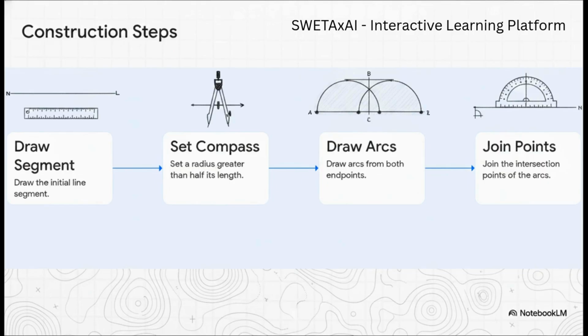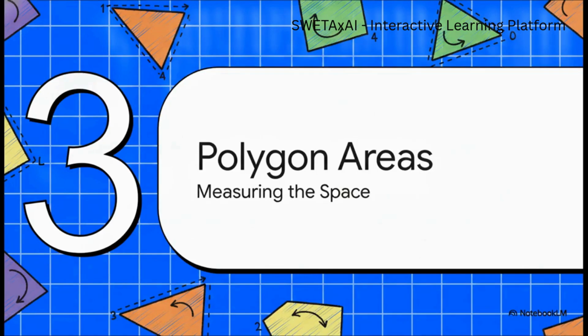So, how do we actually build one of these in the real physical world? You just get into a rhythm. Step 1, draw your initial line segment. Step 2, take a compass and set its radius so it's clearly greater than half the length of that segment. Step 3, without changing that radius, draw arcs sweeping above and below the line from both endpoints. Step 4, find exactly where those arcs cross each other and draw a straight line joining those intersections. And step 5, you are done. The result is a perfect perpendicular bisector. You just turned an abstract geometric idea into a tangible, map-making reality. Pretty cool, right?